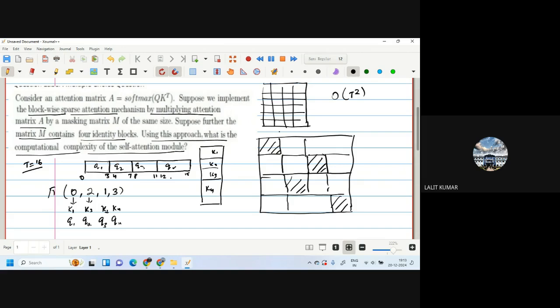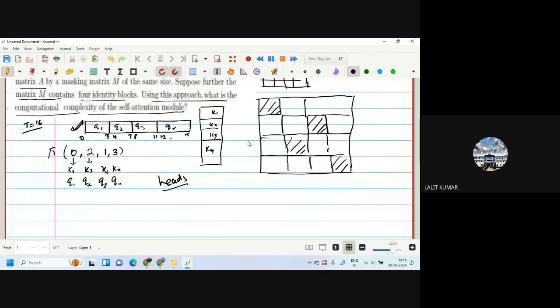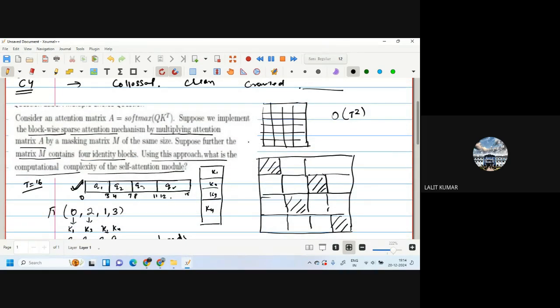And how do we do it again? For different heads, we have got different schema of this. So now with this, we understand this question that there are 4 identity blocks, and we are doing the attention, and how your complexity will be now here. So if I'm not wrong, for the full attention, your complexity is T square D. Is that okay? Because you are doing multiplication of T into D into D into T, Q and K. Is that correct? Yes, sir.